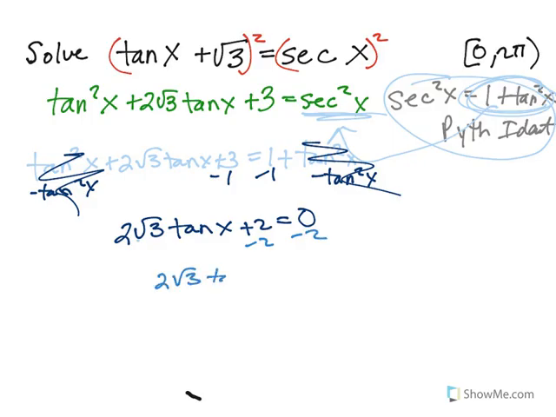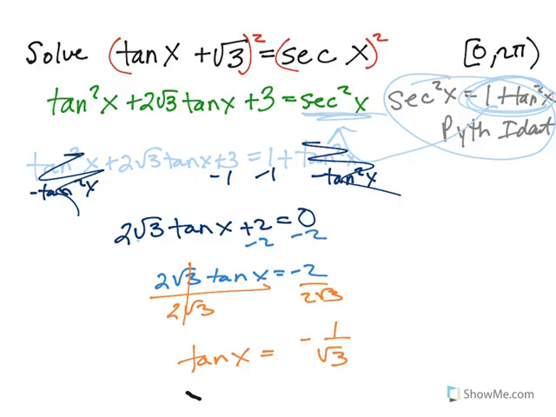So 2 radical 3 tangent x equals negative 2. I'm going to divide both sides by 2 radical 3, and I'm going to get that the tangent of x equals negative 1 over radical 3. You could also look at that as negative radical 3 over 3 if you would like. So our question is, when is the tangent equal to negative radical 3 over 3?